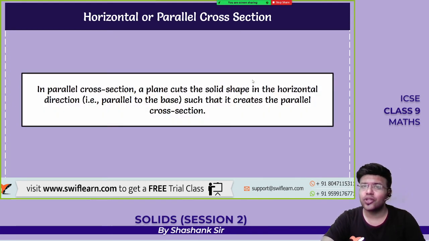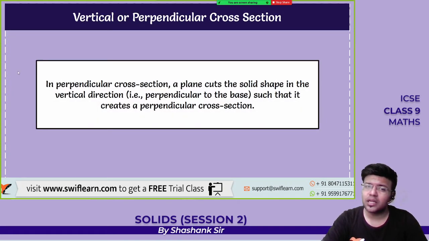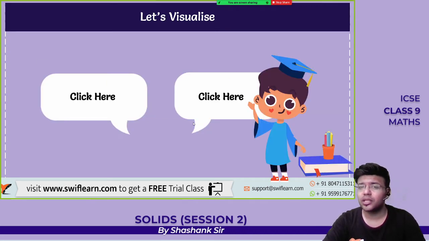Horizontal or parallel cross section: the plane cuts the solid shape in the horizontal direction, that is parallel to the base, such that it creates a parallel cross section. Vertical means perpendicular to the base, such that it creates a perpendicular cross section.